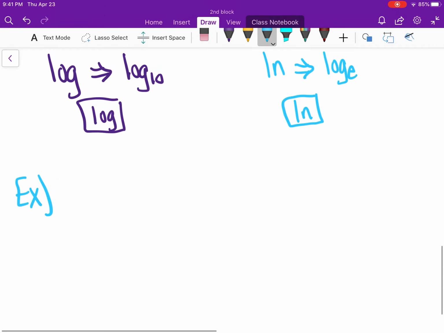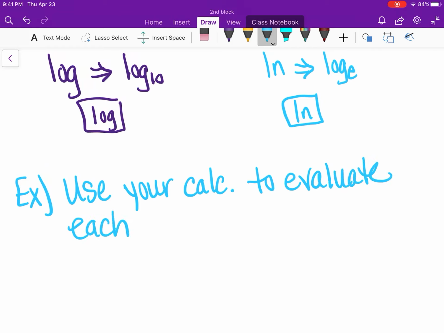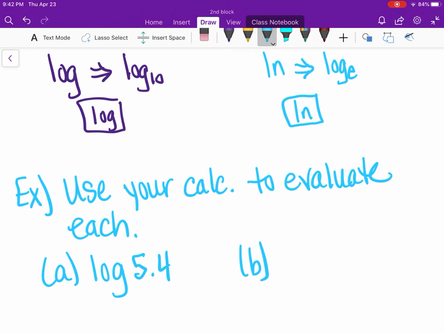So on this next example, you're going to use your calculator to evaluate each. For A, we have the log of 5.4, and for B, we have the natural log of 948.